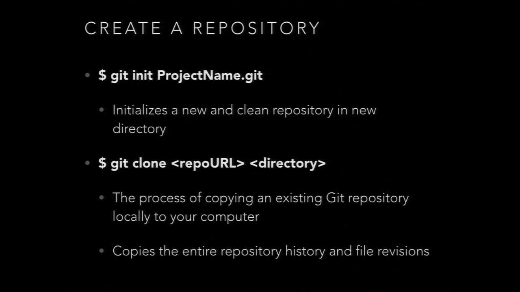Git clone is for when there's already one that exists on GitHub or another service, over SSH, HTTPS, all of those. That would say, download it and create it in this directory that I've provided the name for. So that's how you basically create a repository on your machine.